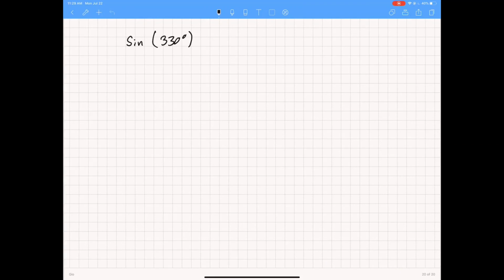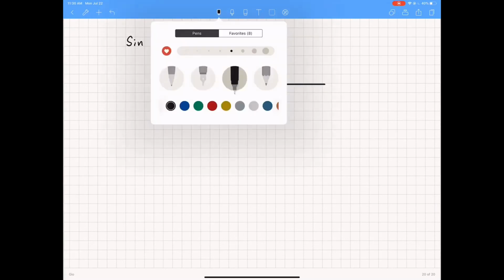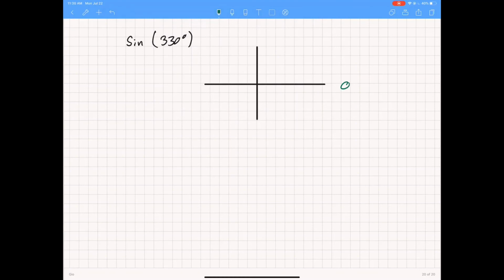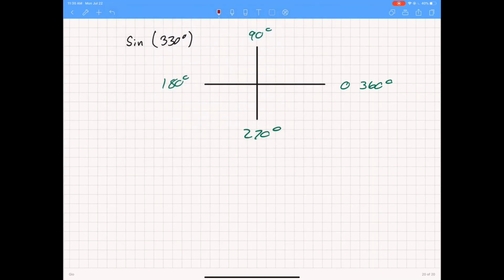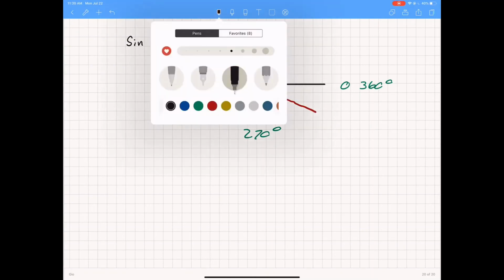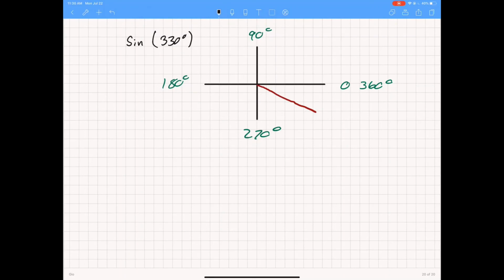Now here's our last example. So again, we'll draw the coordinate plane just to help visualize the problem. Label our angles, 0 or 360, 90, 180, 270. And we'll actually draw out our angle, 330 degrees, somewhere in the fourth quadrant. And we want to use a reference angle, which is the smaller angle right here with the x-axis.